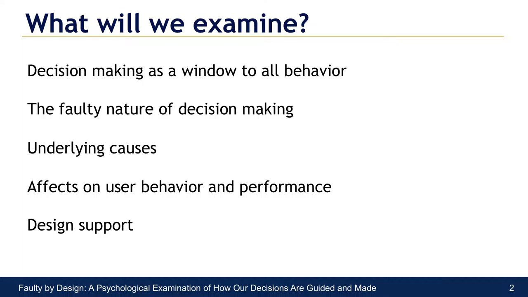What are the underlying causes for this? What are the effects of this on user behavior and performance? And then Bob's going to spend a lot of time talking about how we design to support and to enhance and to improve human decision making.